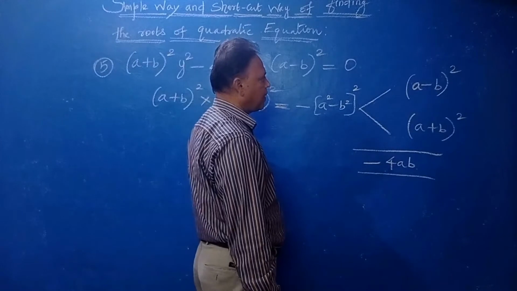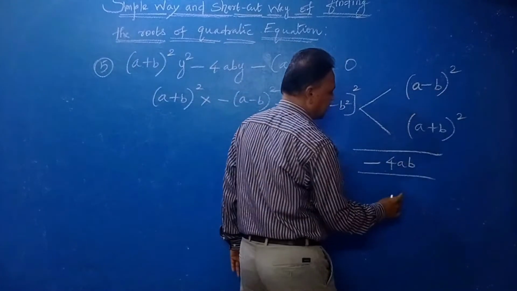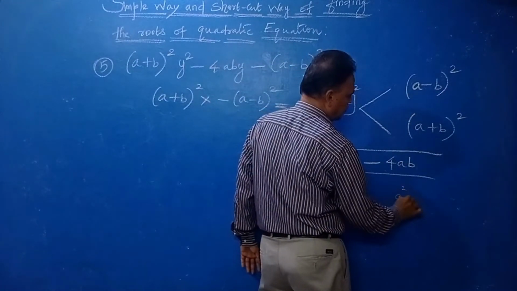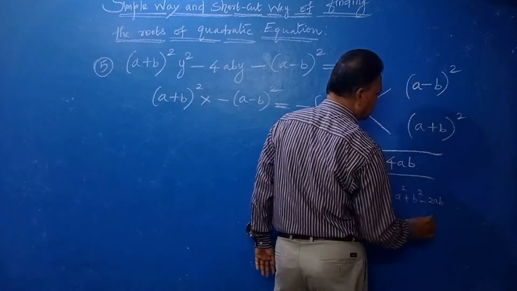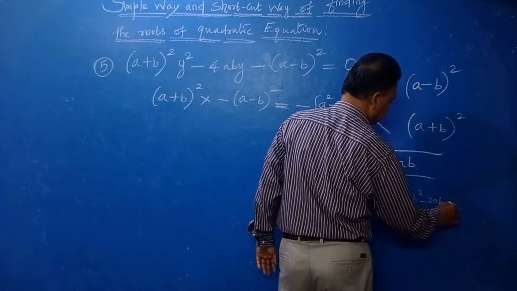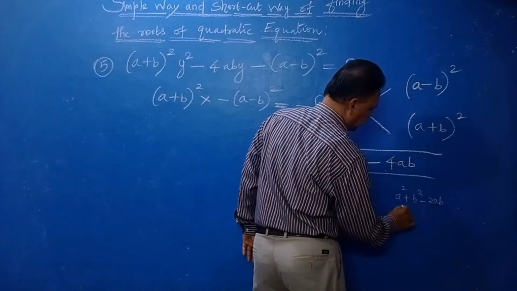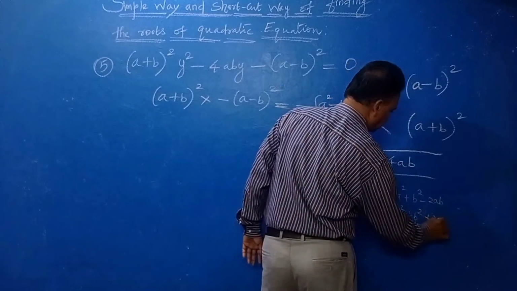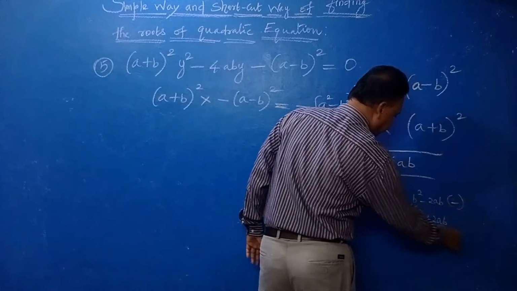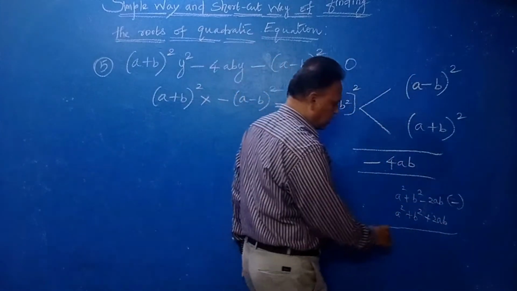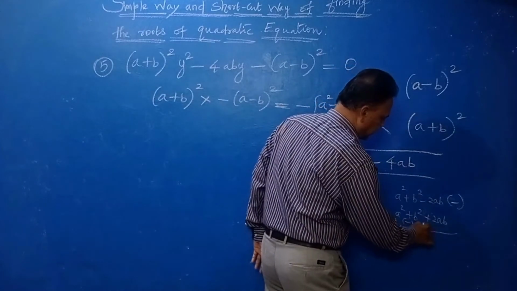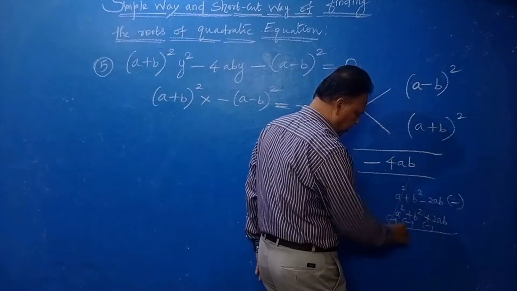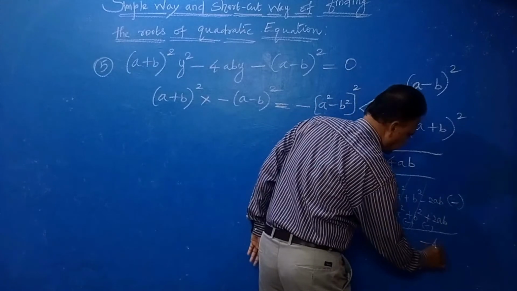Now see, you just apply: (a−b)² is what? a² + b² − 2ab. This one, (a+b)², what will you get? a² + b² + 2ab. When you subtract, you will get −4ab. So here minus, minus, here minus, right? So when you subtract, you are getting −4ab.